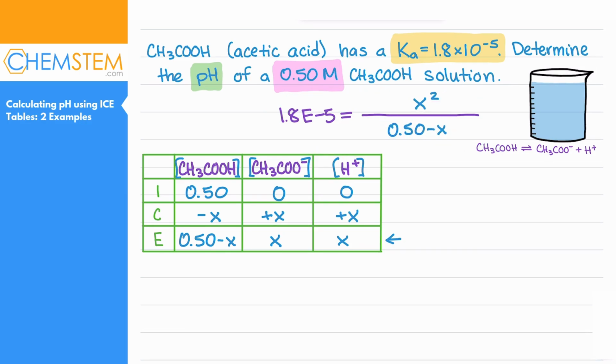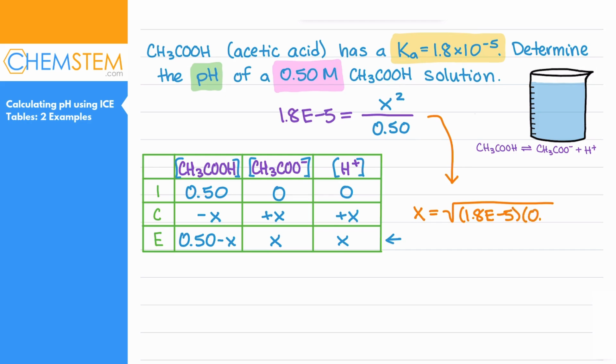Now it's cleaned up. If you want to use the quadratic equation, go ahead, have fun, knock yourself out, but we can usually assume that this x in the denominator is small, and that cleans up our math a little bit. Just like we did before, we need to solve for x, so x is equal to the square root of the product of this value and this value. So it's going to be the product of 1.8 times 10 to the negative 5, and the initial concentration, where we ignore that itty-bitty change, and then solve for x.